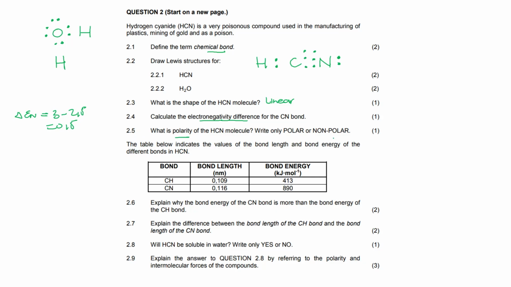2.5. What is the polarity of the hydrogen cyanide molecule? Write polar or non-polar. It will be polar. Then they give us a table with the values of the bond length and bond energy of CH and CN.